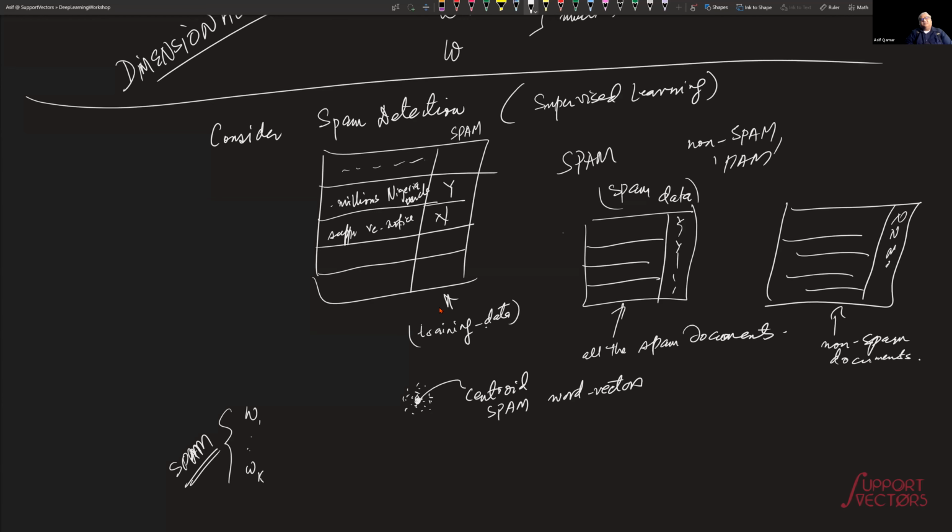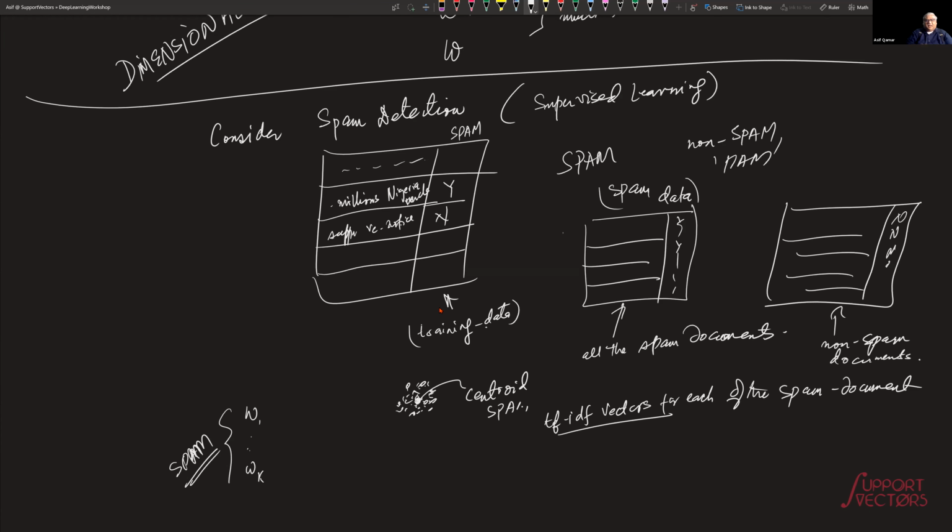Remember we did the one-hot encoding and all of that, right? So you do that, or better still, you could do the TF-IDF vector for each of the documents. Let's take the centroid of the TF-IDF vectors for each of the spam documents. In this space, they will all hopefully fall close to each other.